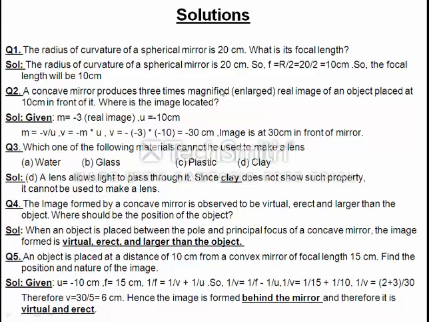So in the concave mirror, a magnified image is produced when the object is placed between pole and focus also. But in that case, the image is not real, it is a virtual image. It is given here as a real image. It means what? 3 times magnified real image means magnification is given as 3.